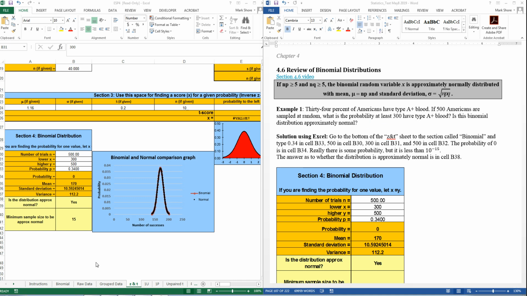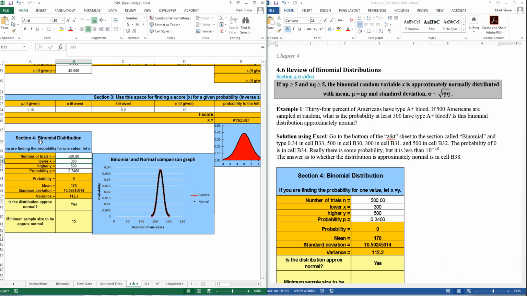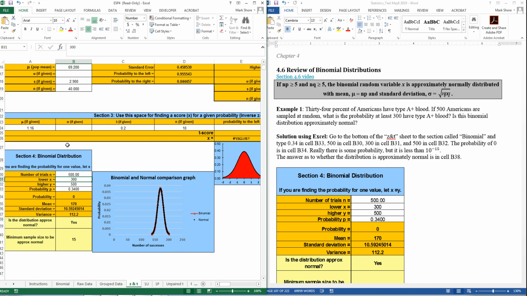You can do the binomial problems on the binomial sheet, or since we're on the ZNT sheet, I do these at section 4 of the ZNT sheet. I'm on the ZNT sheet and I scroll down to section 4. This actually has an extra feature that tells you whether it's approximately normal and the minimum sample size needed to be approximately normal. So this is a nice thing. This is really a better area to do this problem.